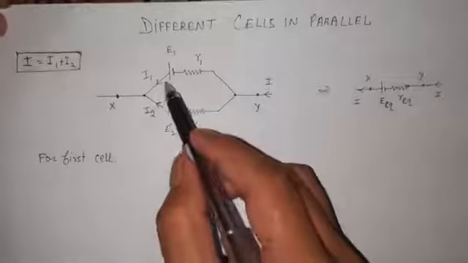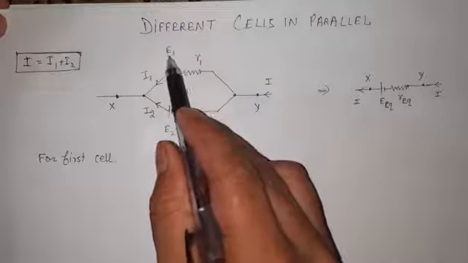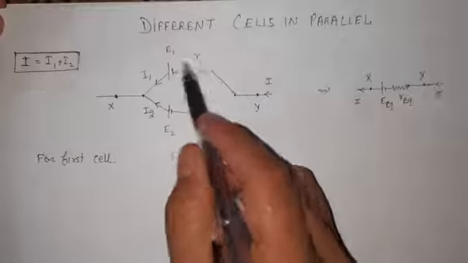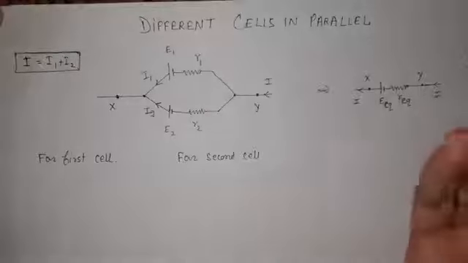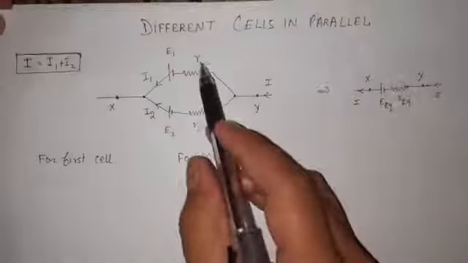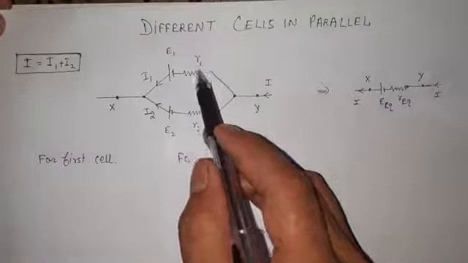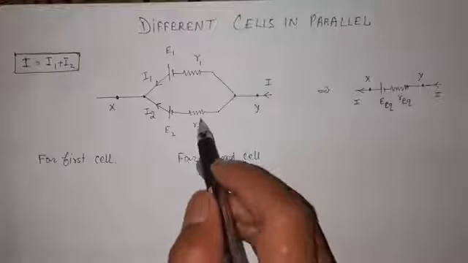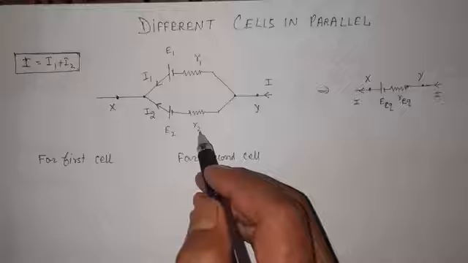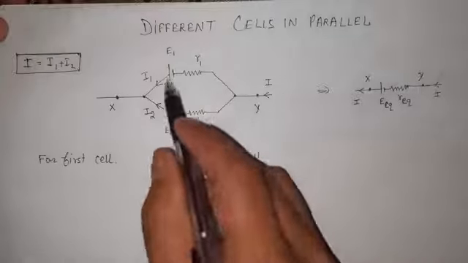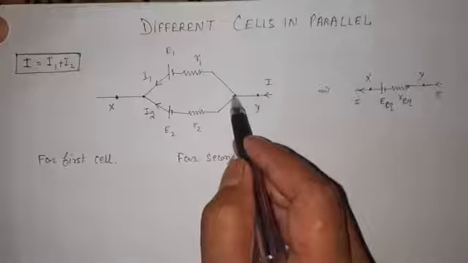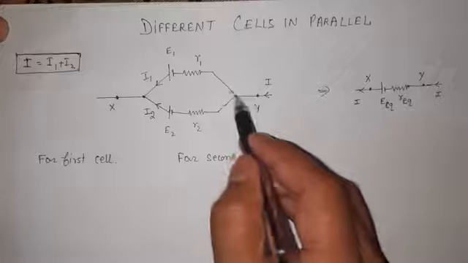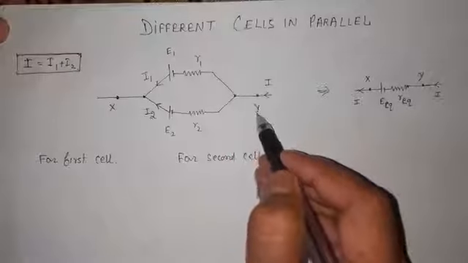So I have supposed that this is the first cell E1 and it has its internal resistance R1. E1 means the maximum voltage which it can supply, and R1 is the internal resistance. While this second cell has its EMF E2 and its internal resistance is R2. Now they are connected in the parallel combination, so the positive terminals are connected to this common point X and the negative terminals to this common point Y.